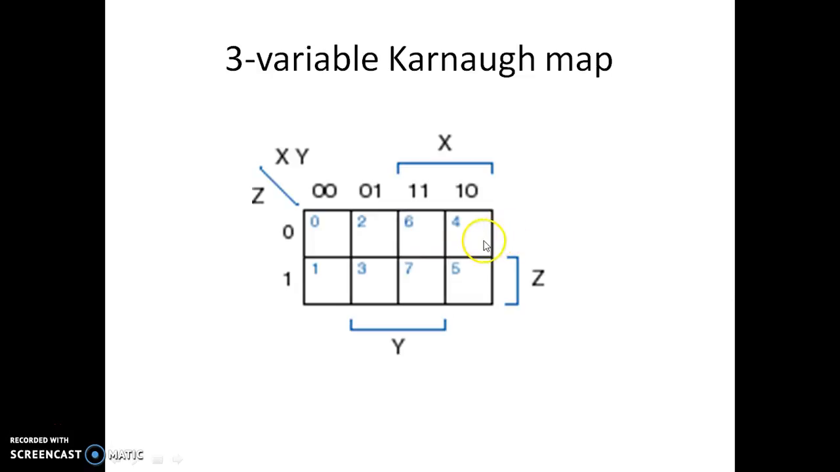Here is the x. These two columns give you the x output. This is the z column, and these two columns give you the y output. So with the help of this K-map, we can simplify any function based on the three variables.